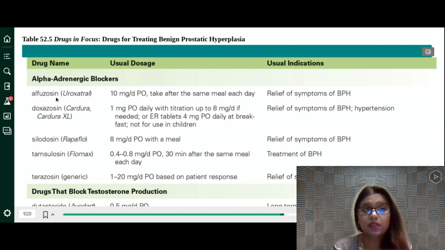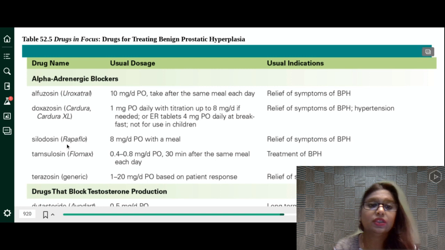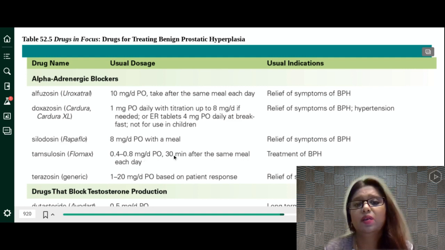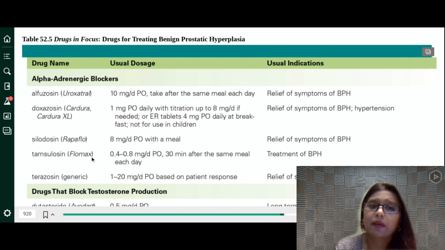alfuzosin, doxazosin. Tamsulosin is a very, very commonly used medication, which is also called Flomax. This Cardura is also a very commonly used medication. Doxazosin, your physician orders it for a patient. It's like Tamsulosin, 0.4 milligrams per day. And you're like, oh, why am I giving Tamsulosin? Let me look it up. And you're like, oh, that's for benign prostatic hypertrophy.